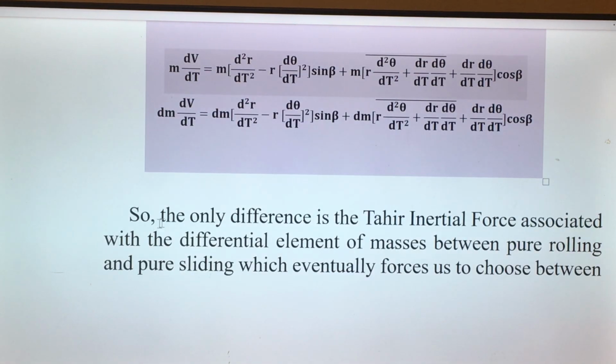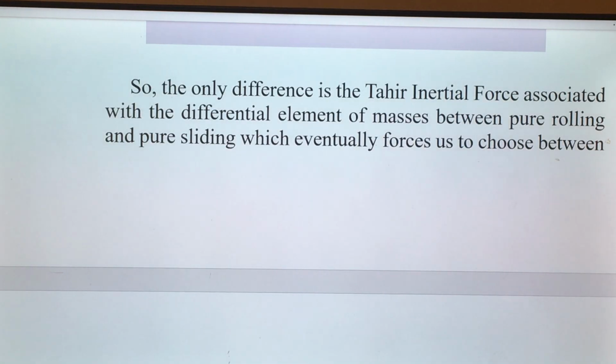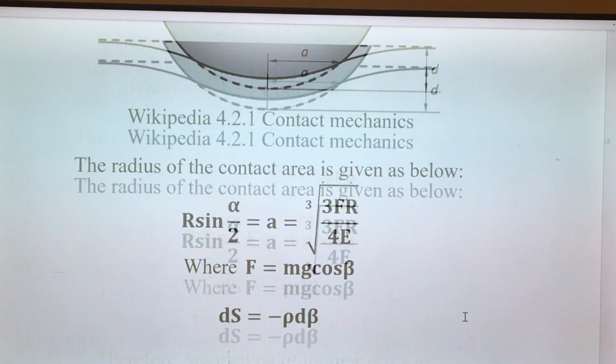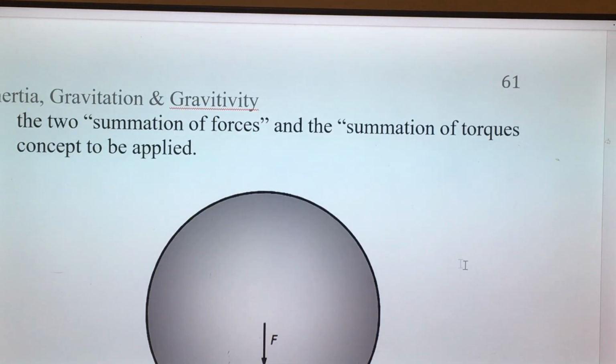Okay. So the only difference is the Tahirian inertial force associated with the differential element of masses between pure rolling and pure sliding, which eventually forces us to choose between the concept of summation of forces and the concept of summation of torques.